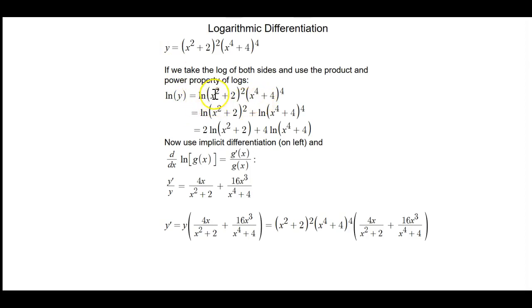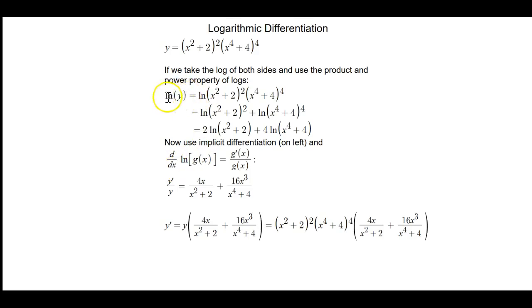and then now that I've done that, I have a log of a product, and I can use that property of logarithm that splits it up into a sum, and then I can bring down that power on the argument to the logarithm. That also is another property of logarithms you need to remember. And so now we can differentiate term by term.